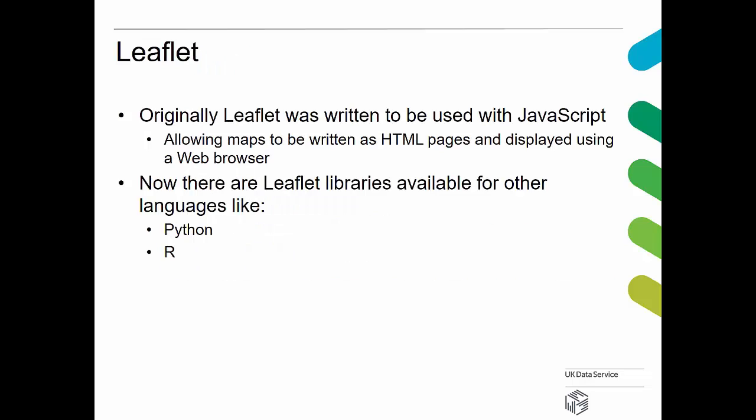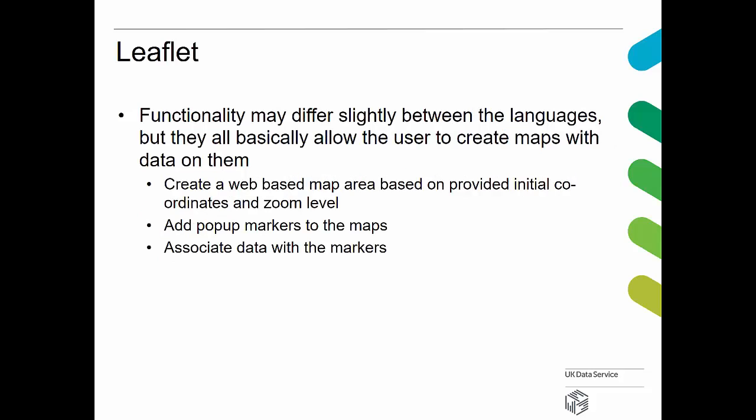So we'll just talk a little bit about leaflet before we go on to the demonstrations. Originally, leaflet was written to be used with JavaScript, and it allows maps to be written as HTML pages and displayed using a web browser, which is what I suggested earlier on. But now it's such a popular library, it's being converted and made available for other languages such as Python and R, and we're going to use the R version of that later on.